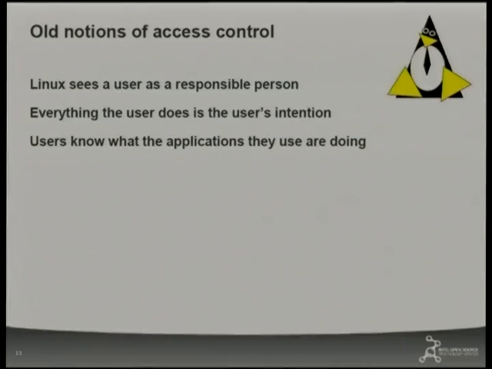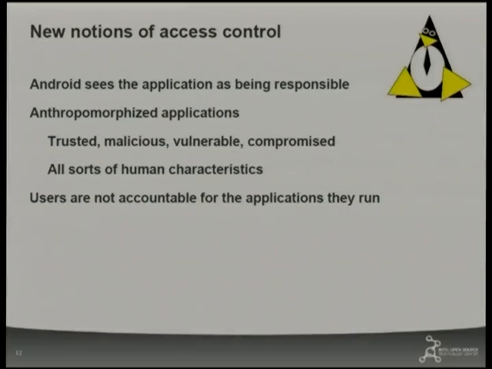Okay, so we have our old notions of access control. Again, Linux sees a responsible person out there. You're running programs, they're linking with libraries, they're doing DLLs, they're putting up things on the screen. Linux thinks it's your fault if you don't like what you see. It's your fault if that program does something you don't want it to do. Why? Because you chose to run that application.